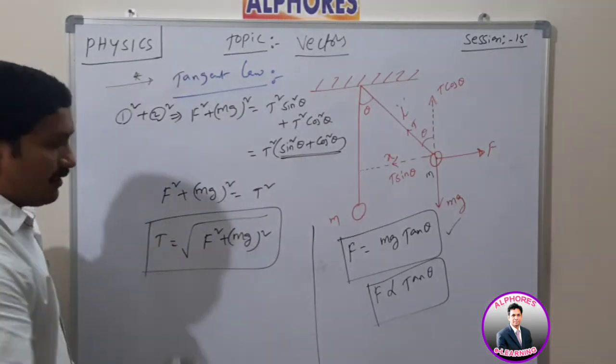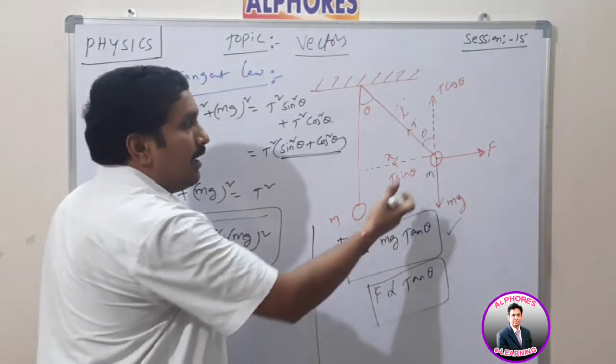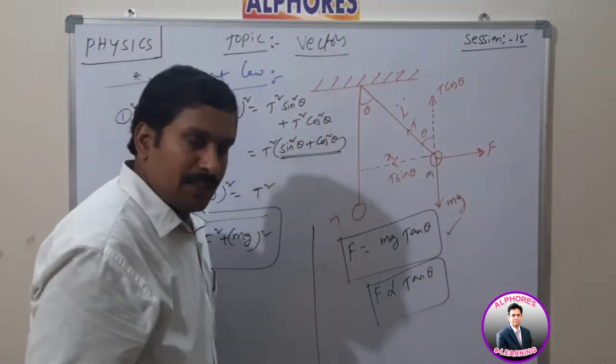So this is the expression for tension, and this is the expression for the external horizontal force required to keep the body at rest at this angular position, meaning angular displacement theta.